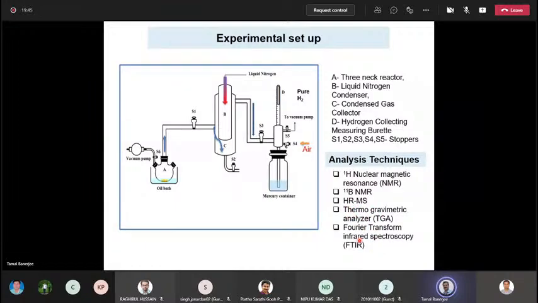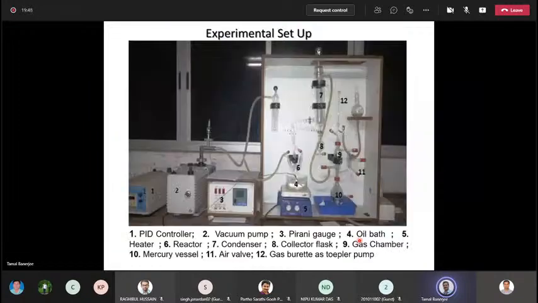So this is the actual setup. I just found this now. This is the reactor. This is the liquid nitrogen trap. This is your Toepler pump apparatus. Here you have the meter where you read out the hydrogen equivalents, convert them, and check for its purity in gas chromatography.